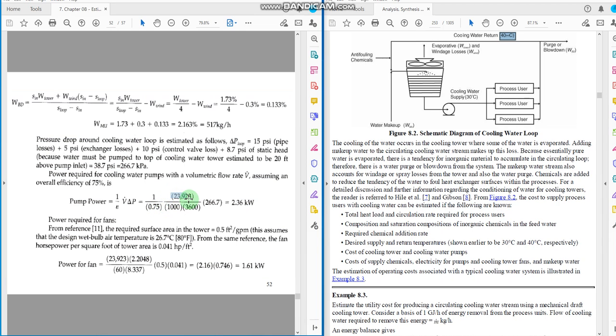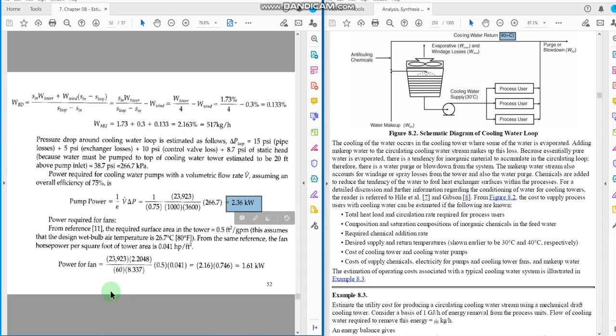You are provided with the mass flow rate, so you can convert that into the volumetric flow rate and make the relevant unit conversion. And delta P, we have calculated here as 266 kilopascal. So the pumping power required comes out to be 2.36 kilowatt.